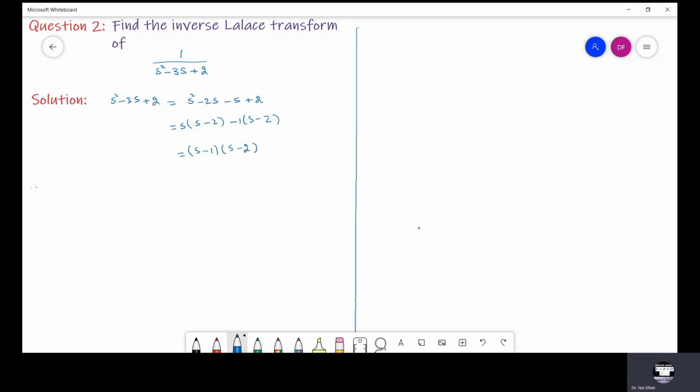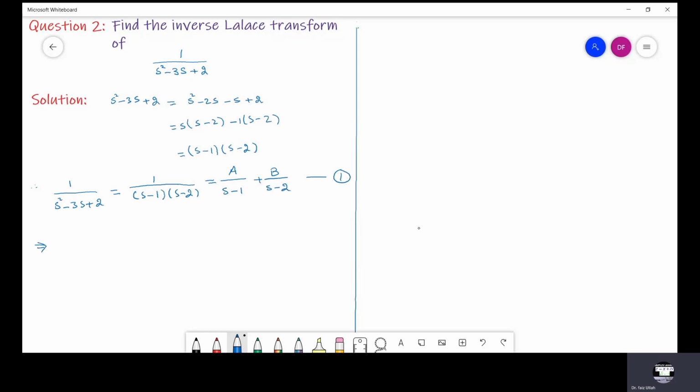Therefore, the given question is 1 over s square minus 3s plus 2, which is equal to 1 over s minus 1 into s minus 2. And now let us use partial fraction. So this is equal to A over s minus 1 plus B over s minus 2. Let us say this is equation number 1.